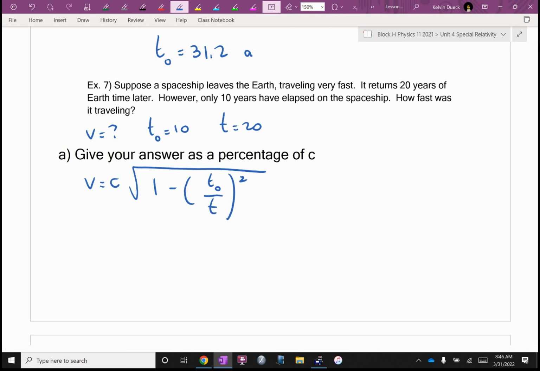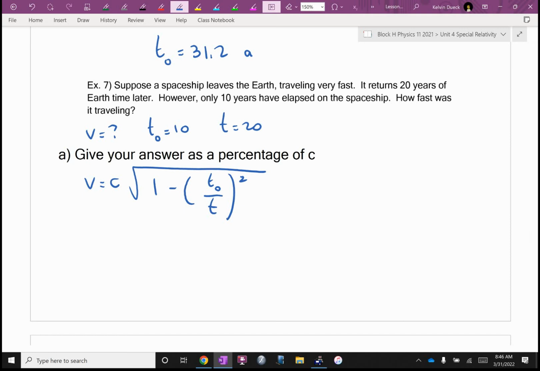And then, Josh, can you read what I typed here for part A? Give your... On a test, I will ask you to find v. Sometimes I'll ask you to give it as a percentage of c, and here's how we do that.